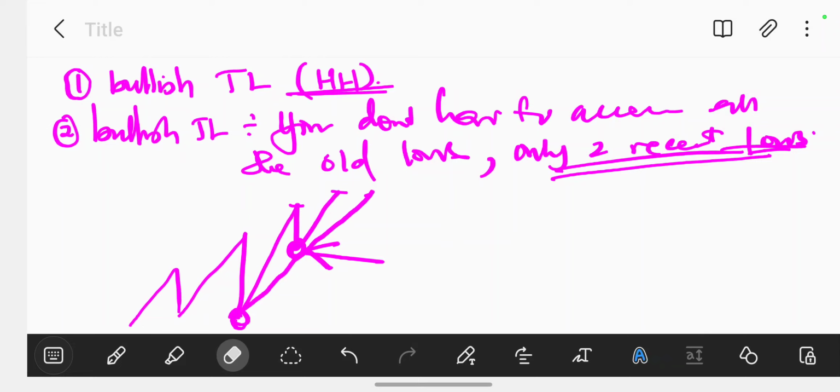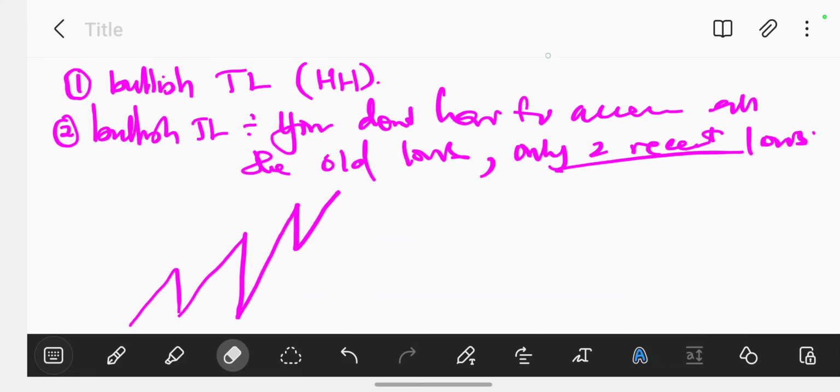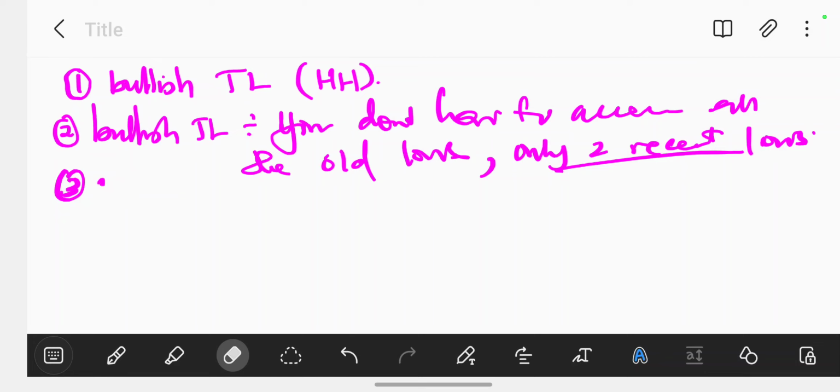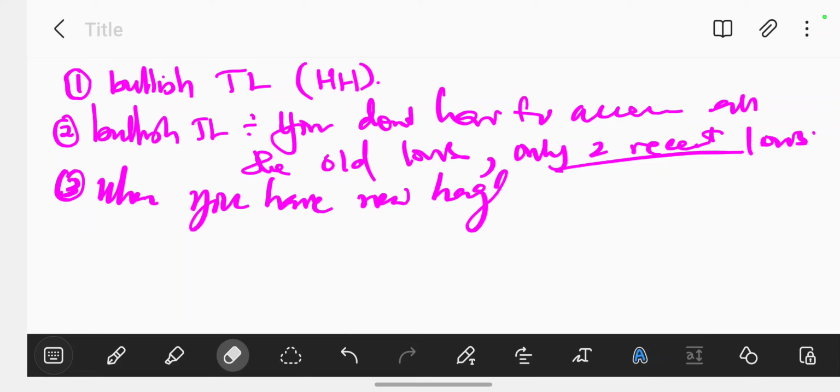So this can also be point number 2, or it can be point number 3 on its own. I want to say, when you have a new high, we're still going to give an example of a bullish one. We're just keeping it bullish, but remember, you can swap everything around, and it will be true for bearish.